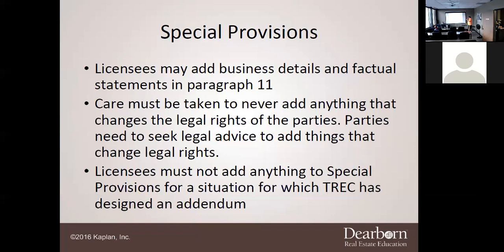So in paragraph 11, you cannot change legal rights, and you cannot add anything that there is an addendum or an amendment for. You cannot write in paragraph 11 that I want the stove, the fridge, and the washing machine to stay behind at closing, because there is a non-realty items addendum that is specifically for non-realty items to be conveyed at closing. So in that case, you would use that addendum. You cannot just throw that into paragraph 11 and call it a day.